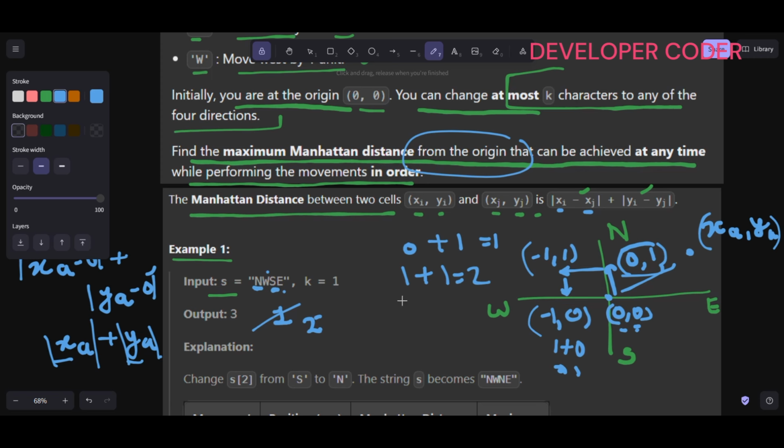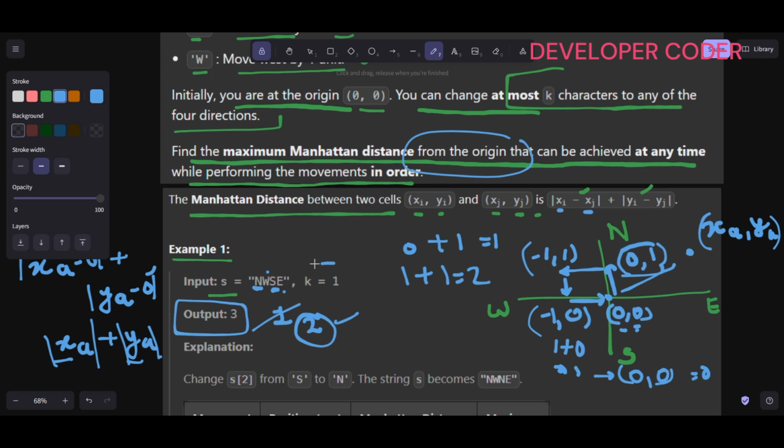Then after that I'm moving east. See, first north, then west, then south. Now if I move east by 1 unit again, I reach back to origin, 0 by 0. Now I'm getting 0, but the max distance that I'm getting is 2, while my output is 3, it is not 2.